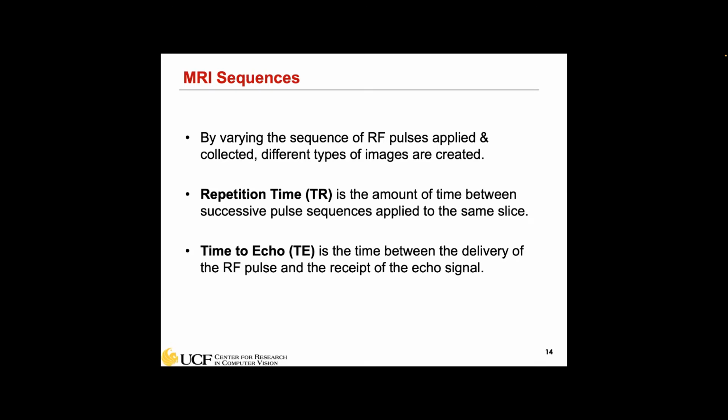Before we explain that, we have to understand a couple of terms. One is called the repetition time, which is the amount of time between successive pulse sequences applied to the same slice. The other one is the time to echo, which is the time between the delivery of the radio frequency pulse and the receipt of the echo signal, right? The signal reflected back.